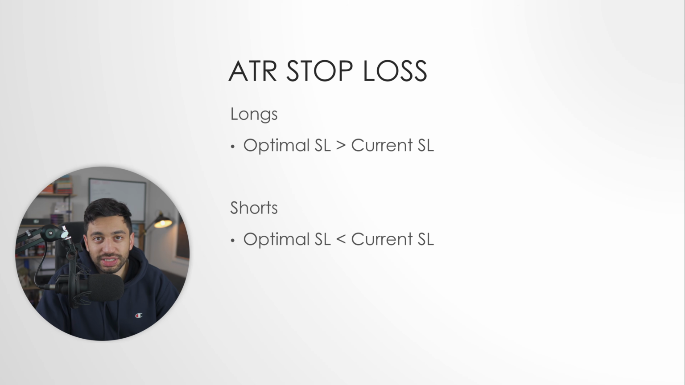But of course, what's important to note is how that affects our code: we need to do a little bit of an if statement, just to check whether our optimal stop loss, which is our most recent stop loss, is greater than our current stop loss for longs. And if that statement is true, then we want to adjust our trailing stop loss. Now, of course, the opposite for shorts: if our optimal stop loss is less than our current stop loss, then we want to be adjusting our stop loss, and that is for our short condition.